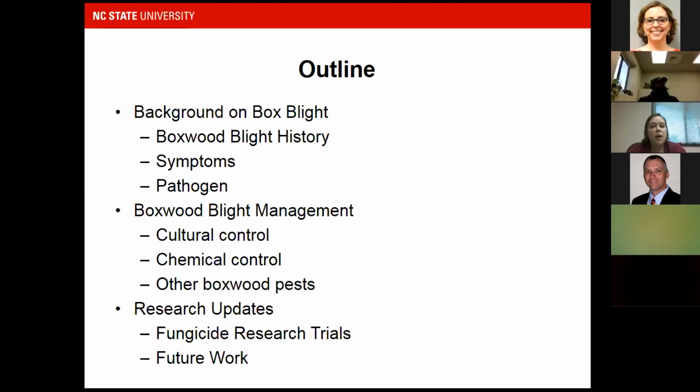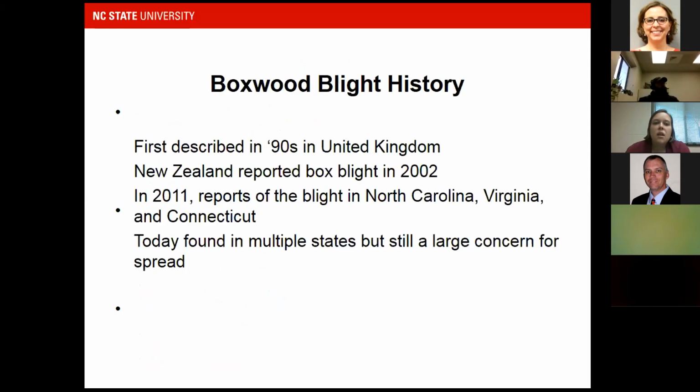Talk about our fungicide research trials and some future work that we will be doing this upcoming year. So a little bit of background on Boxwood blight.